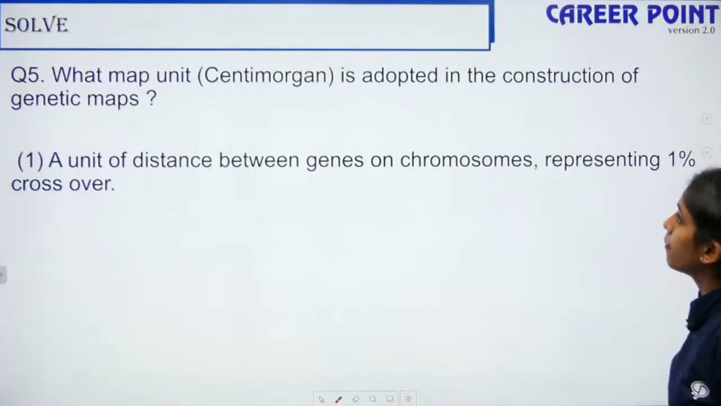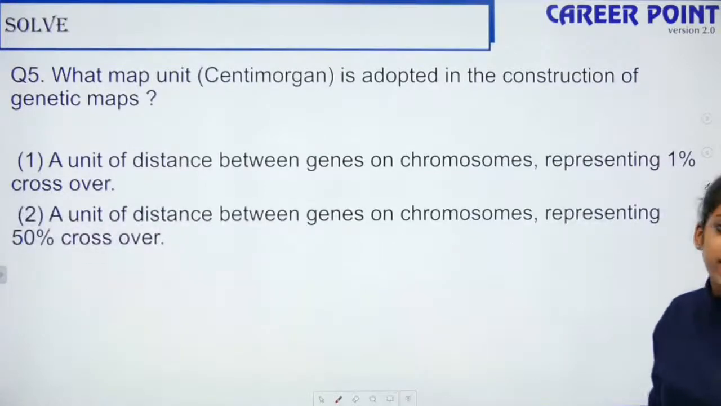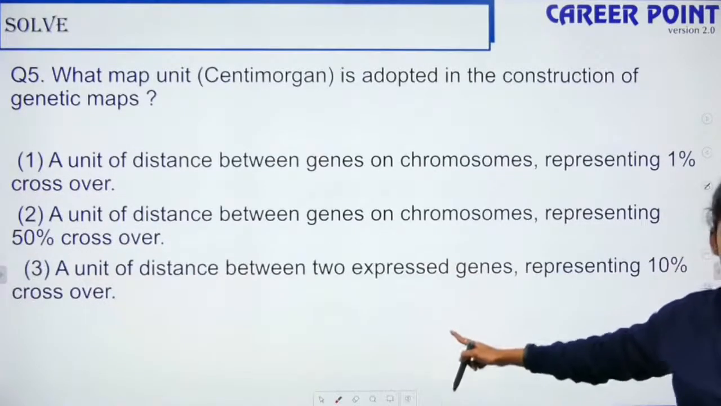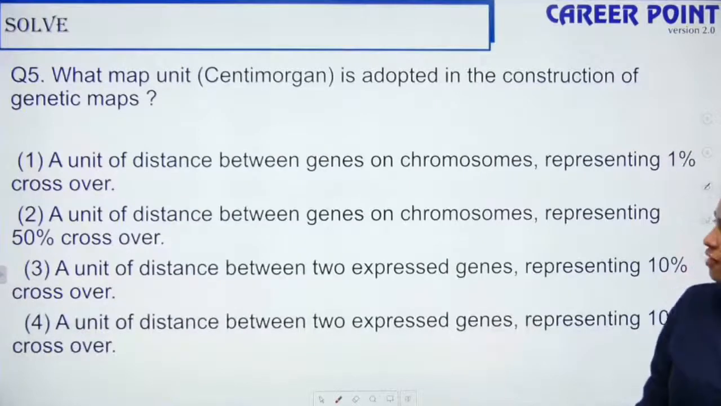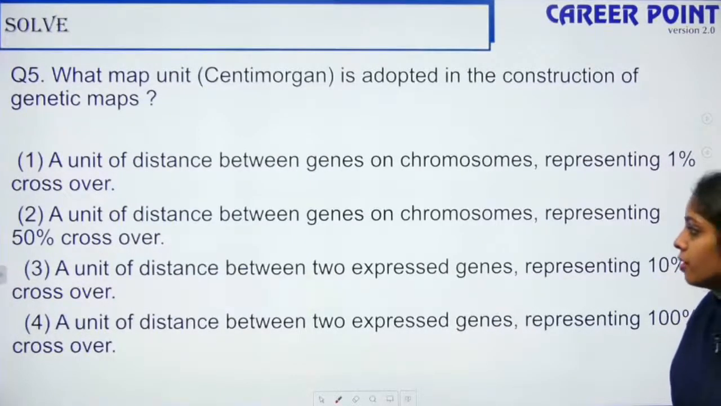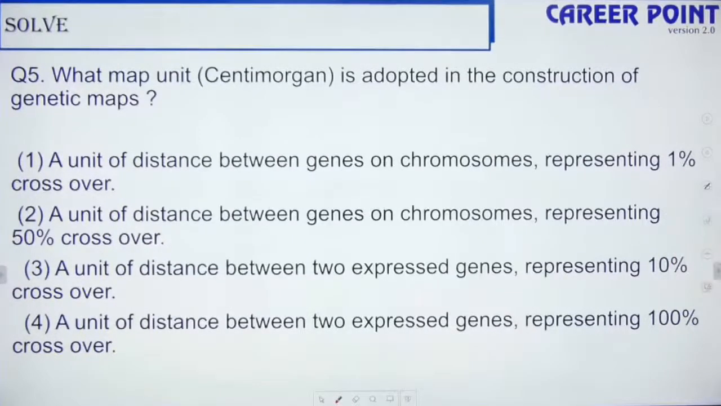So question number 5. What map unit is adopted in the construction of genetic map? So I have solved this question recently in my lecture. Yes, give me the right answer.